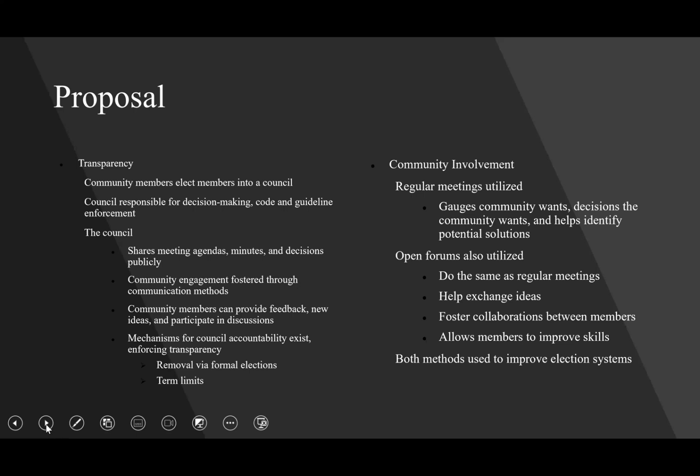Open forums can also help us as regular meetings do, while also helping the community exchange ideas with elected council members and with each other. They also foster collaboration between community members and allow them to improve their skills.